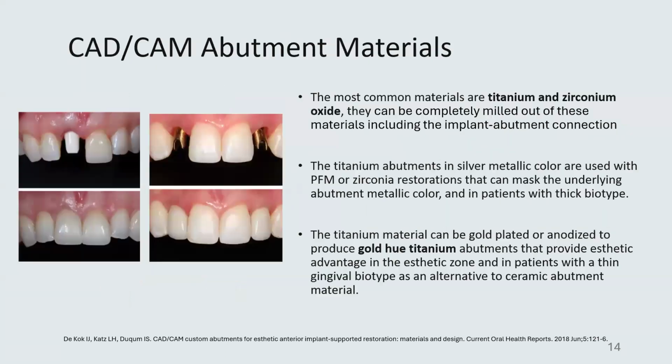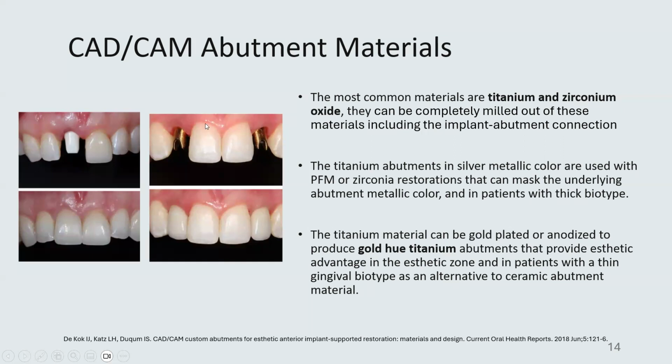Okay. So these abutments can be made of titanium or zirconium oxide. They can be completely milled out of these materials, including the implant abutment connection. And as we said, to overcome the silver metallic color of the conventional titanium abutments, now we have the gold titanium abutments. They are an alternative to the old ceramic or zirconia abutments, and they can be used for patients with a thin biotype or when aesthetics is a concern.